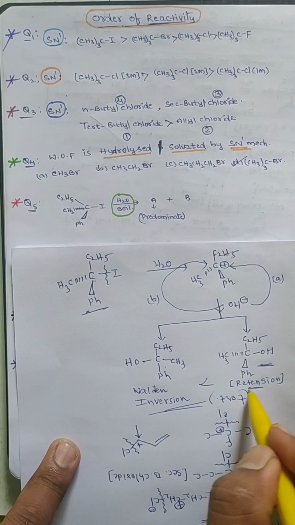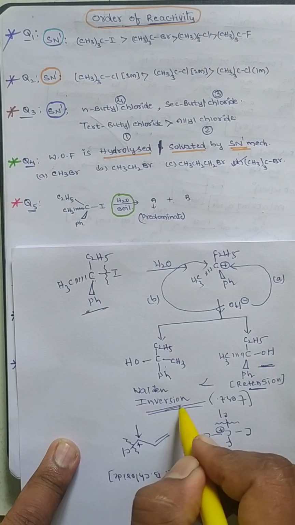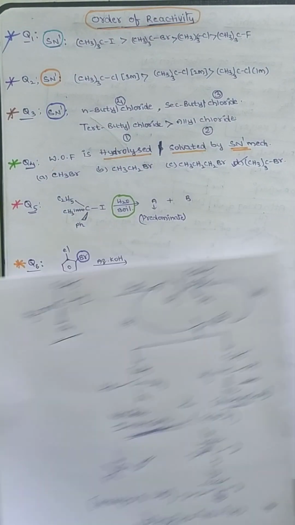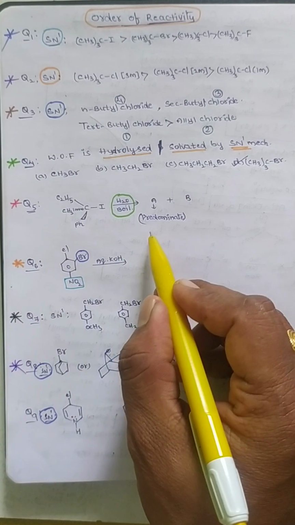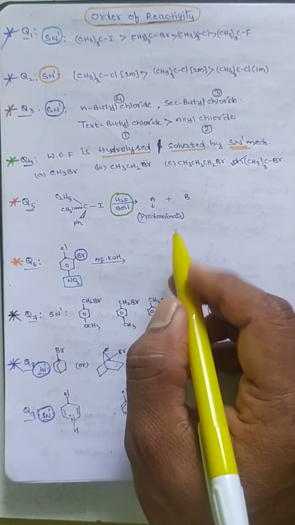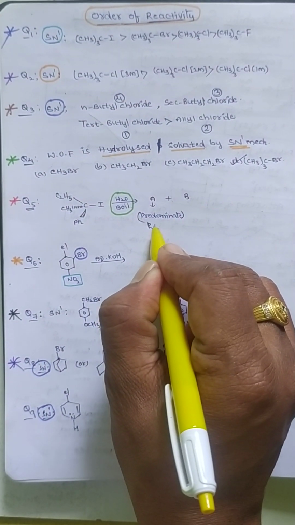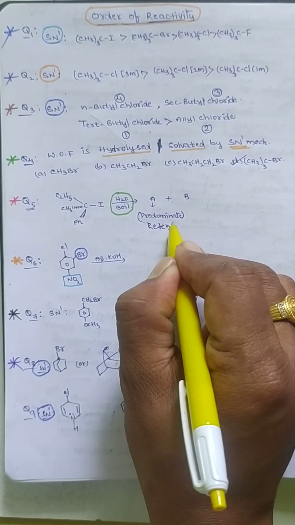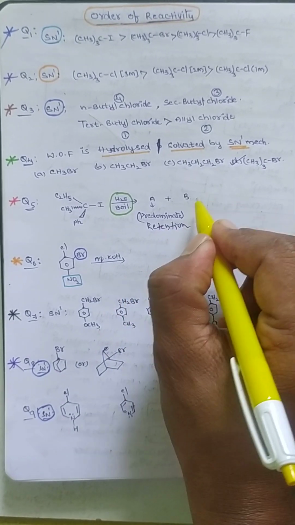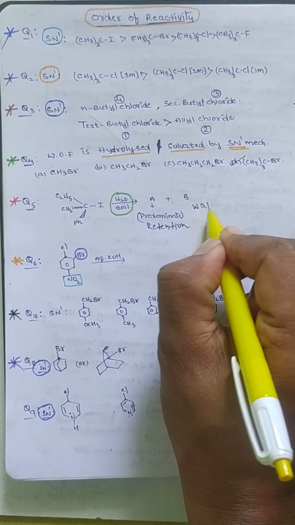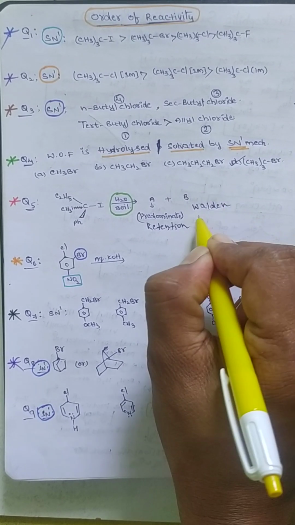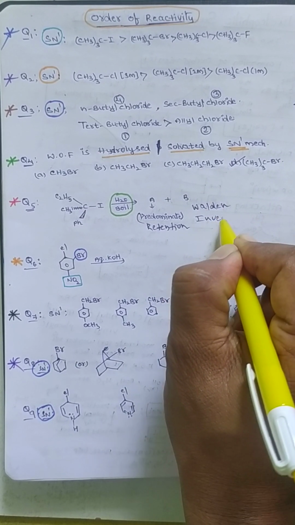So the predominant product is called what? Retention, and the minor product is called the Walden inversion. So this is the predominant product and this is the Walden inversion. The retention product is the predominant product. Next, another one is called the Walden inversion product.